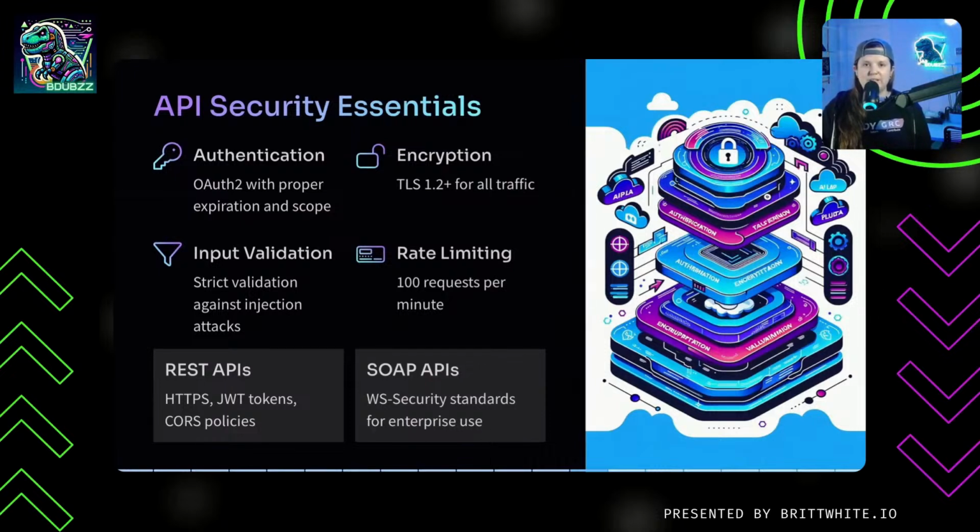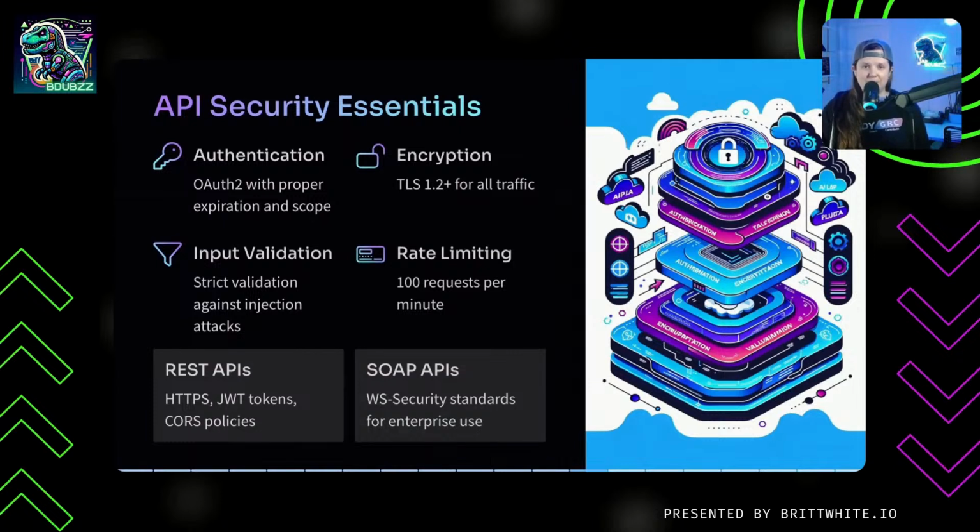Next comes encryption. TLS version 1.2 minimum for all traffic. This is non-negotiable. Think of it as an armored car for your data. Anything less isn't secure enough today. Then we have input validation. We need strict validation against any type of injection attacks. Never ever trust user input. Always validate everything that comes through your API.